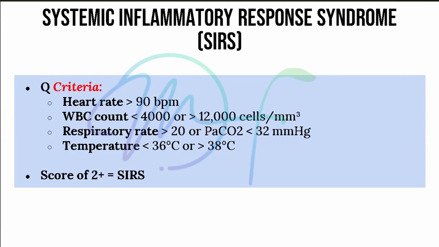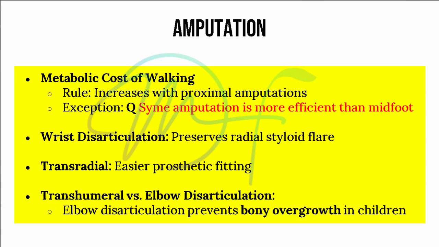SIRS is defined by criteria such as heart rate greater than 90 beats per minute, abnormal WBC counts, altered respiratory rates, and temperature deviations. A score of 2 or more indicates SIRS, aiding in the early identification of systemic inflammatory states in trauma patients. Amputations are performed with the aim of preserving as much functional length as possible. Important considerations include selecting an optimal level to enhance prosthetic fitting, ensuring a stable soft tissue envelope, and maintaining balance through techniques such as adductor myodesis.